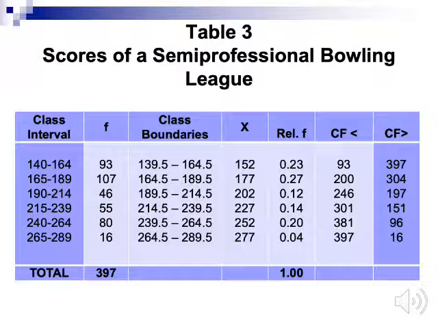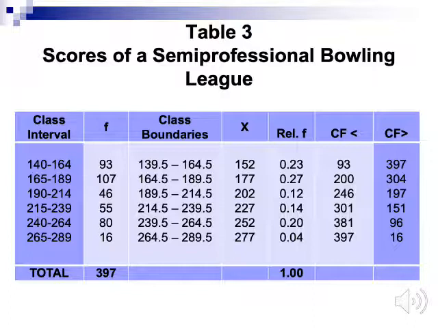Then the same way with the upper limit, you are adding 164 plus 25 plus 25 plus 25 plus 25. So notice they are non-overlapping. They are mutually exclusive. So there is no overlap. It's 140 to 164. Then the next is 165 to 189 and so on. Then these are the frequencies. So how many have scored 140 to 164? There are 93. Those who scored 165 to 189 is 107.